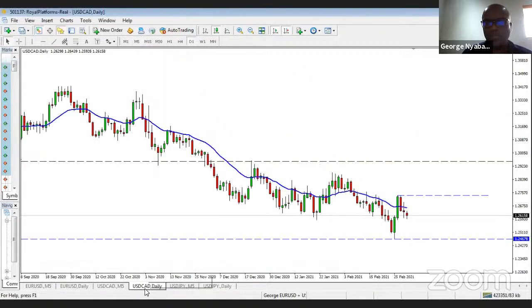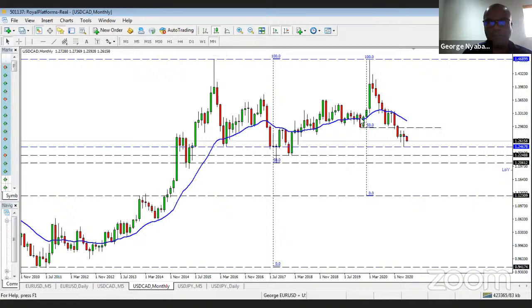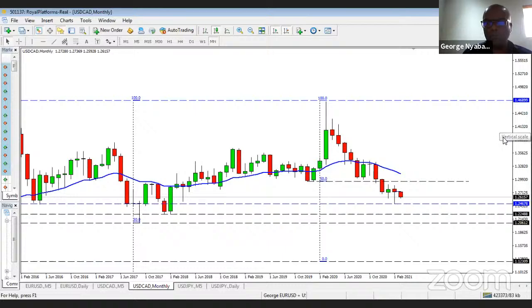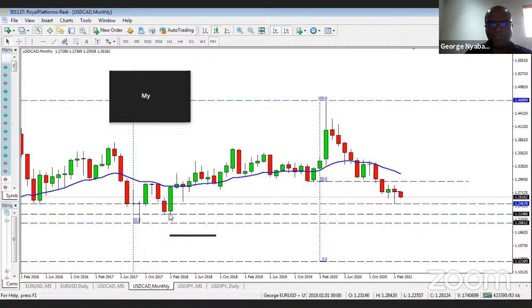Let's just quickly do the Canadian. Again, in terms of your setups, always start on the monthly. Okay, and have a look. These blues are picked up. I picked them up on the daily, but the key level for me on the monthly is this one at this stage. That's a very key level.